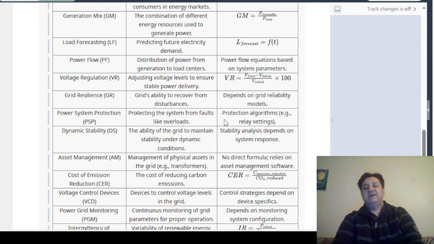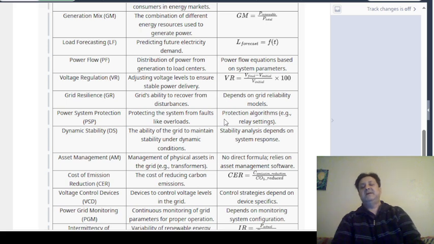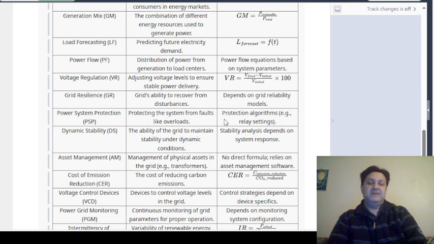Then the power flow, which most of the time, being engineers, we work on: the distribution of power from generation to load centers. So if we have demand from various consumers in various areas, what is our mechanism of flowing the power, of giving the power? So we have to consider that aspect as well when we are designing and working on it.